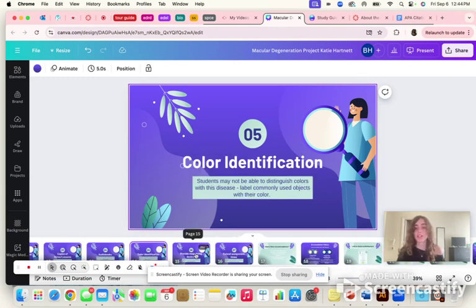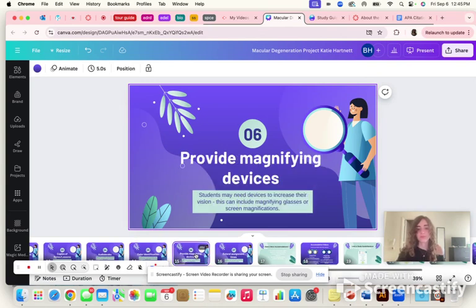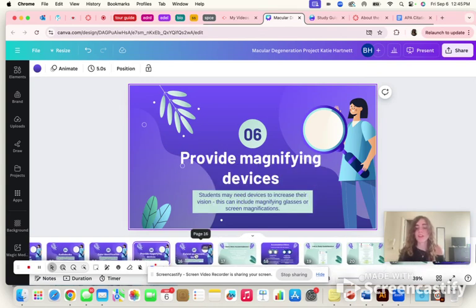Now, we've talked about color identification a lot, so how do you help this in the classroom? In the classroom, you can go ahead and identify different objects with their colors. That would mean putting a label in large print, obviously, so the students can read what color things are. We also talked about providing magnifying devices, and I talked about how that can include a physical magnifying glass for students or something on their computer screen to help them see.